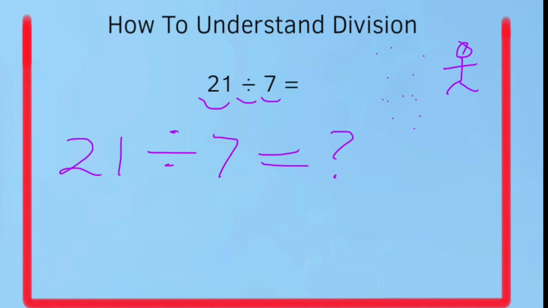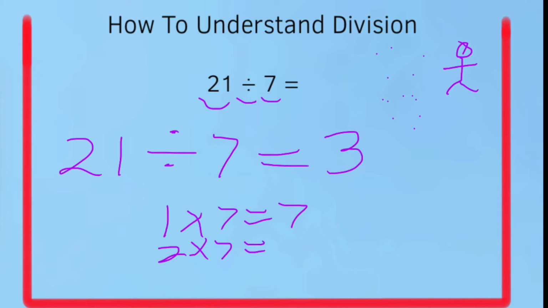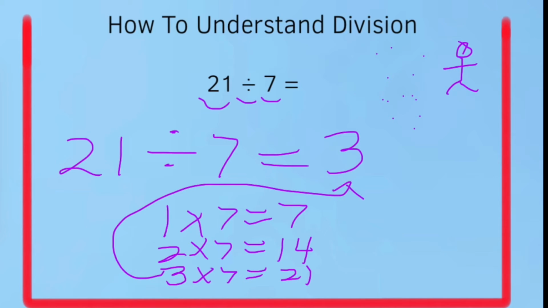Okay? Some of you know right away that the answer is 3. But suppose you don't know it. You're new with this. So you say, well, 1 times 7 equals 7. 2 times 7 equals 14. 3 times 7 equals 21. So our answer is 3. And with practice, the more you do, the better you'll get. You'll remember that 21 divided by 7 equals 3.